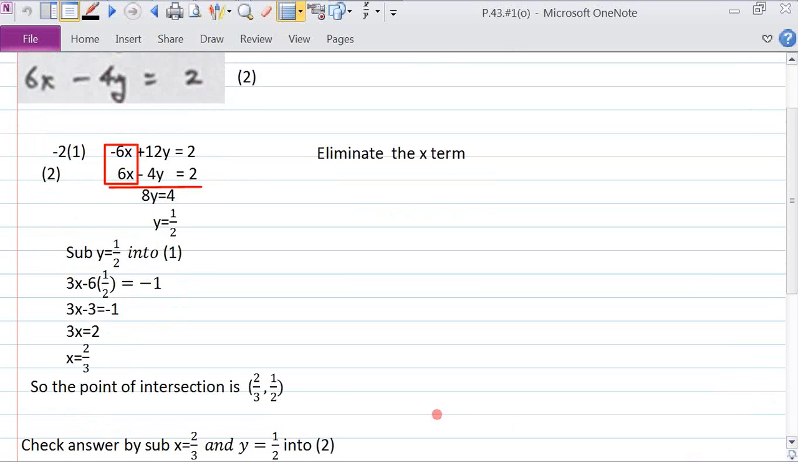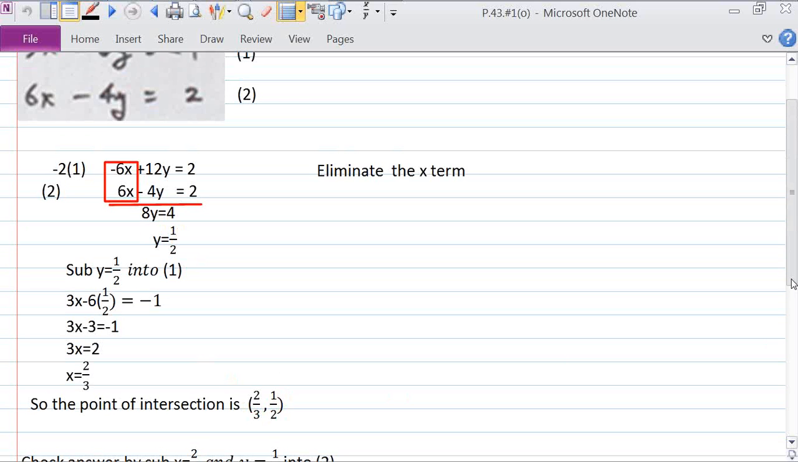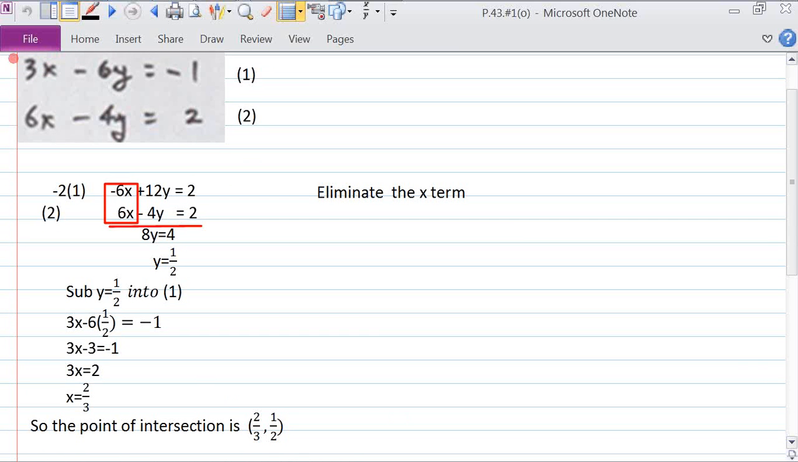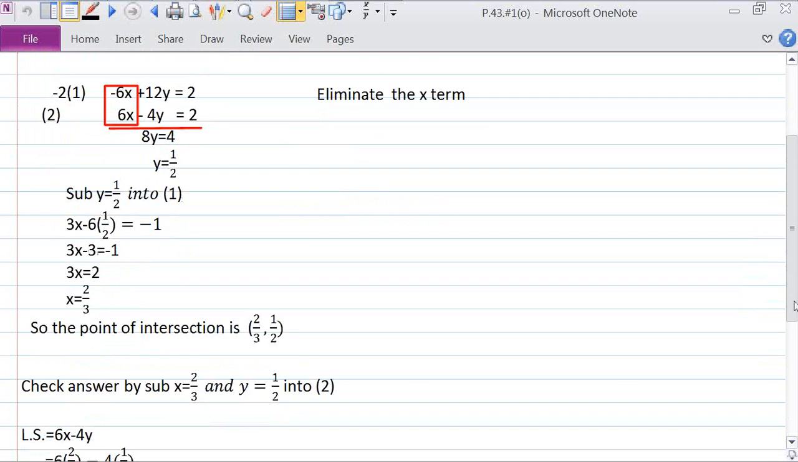So I now know that the point of intersection is 2/3 because it's an xy pair. The x value goes first, and the y is equal to a half. So this is the point of intersection. In other words, the 2/3, 1/2 lies on this line, and it lies on that line. And the only way that one point could lie on two lines is if they intersect.